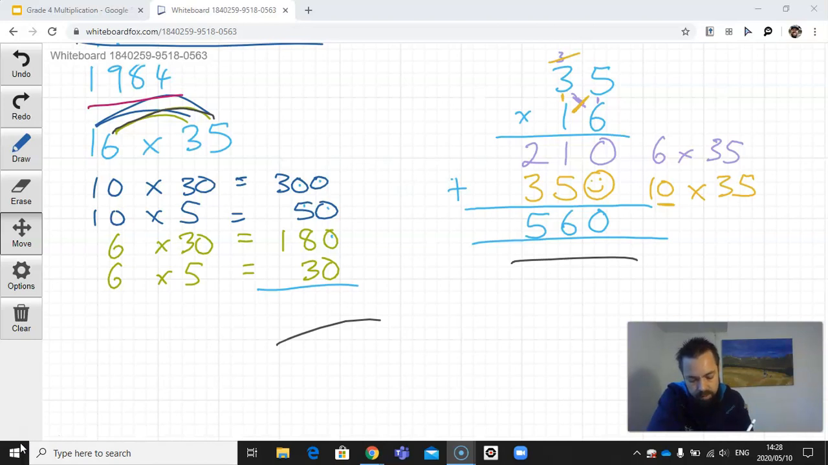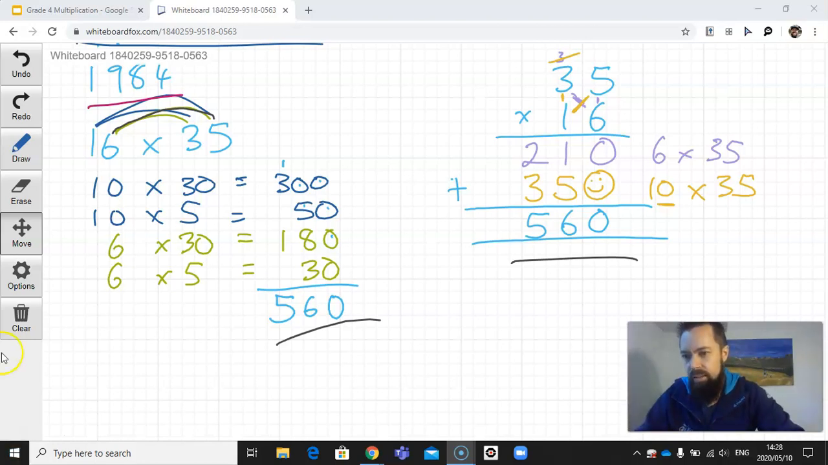So zeros stay. 5 plus 8 plus 3 is 16, carry 1. 1 plus 3 plus 1 is 5. And there we go, 560. Good. So now we've seen that when you get an answer, you should always look back to see if that answer makes sense. Okay, we have some examples to work through today.